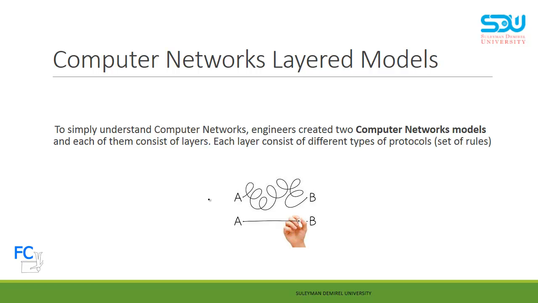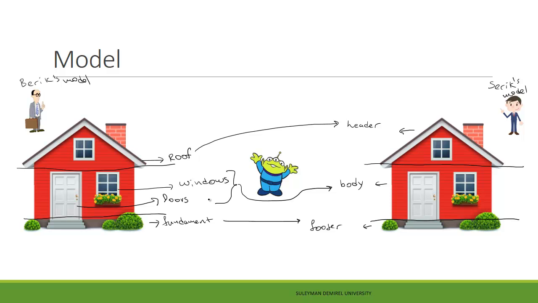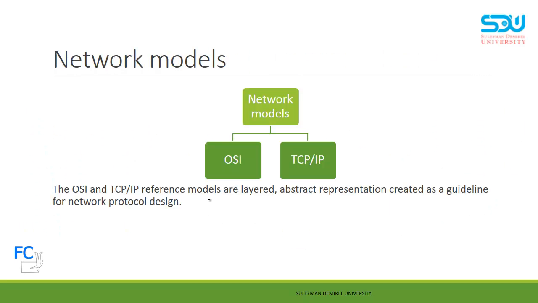These two models are different from each other, but they are showing the same object, like the example we had with the houses, with different explanations of the same object. So we have two models in computer networks which are describing the same object. The object here is the computer networks. They are the OSI and TCP/IP models.